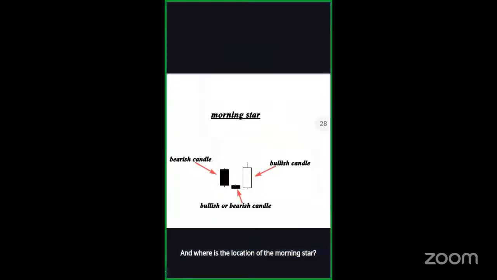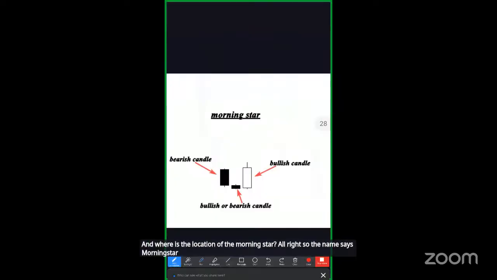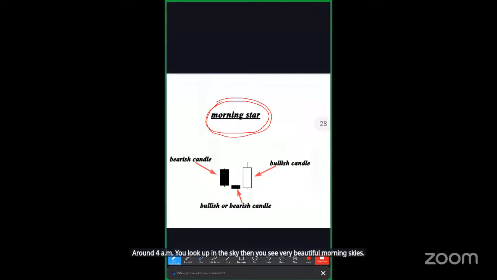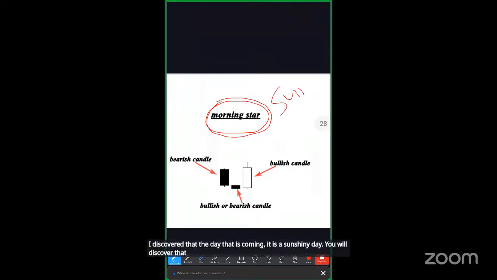All right. So the name says morning star, as you can see it, morning star, right? So I came to realize that when you happen to see beautiful morning stars early in the morning, when you wake up around 3, around 4 a.m., you look up in the sky, then you see very beautiful morning stars. I discovered that the day that is coming is a sunshine day. You're gonna have a very bright sunshine on that particular day. Yes, you're gonna experience a lot of sunshine.